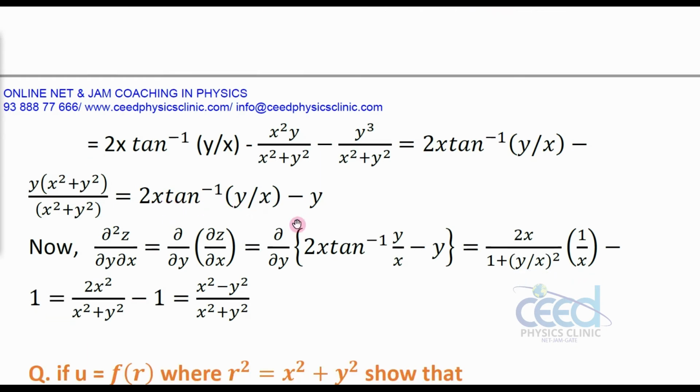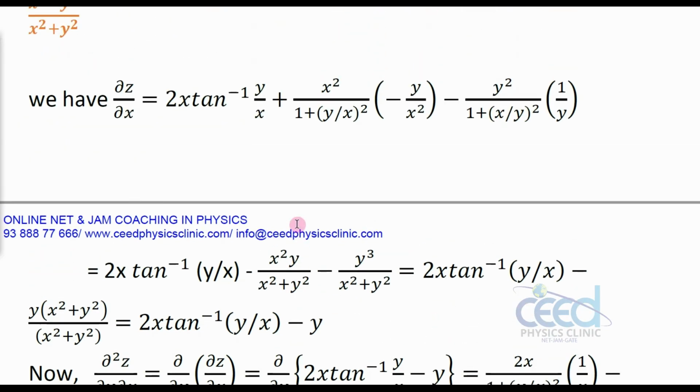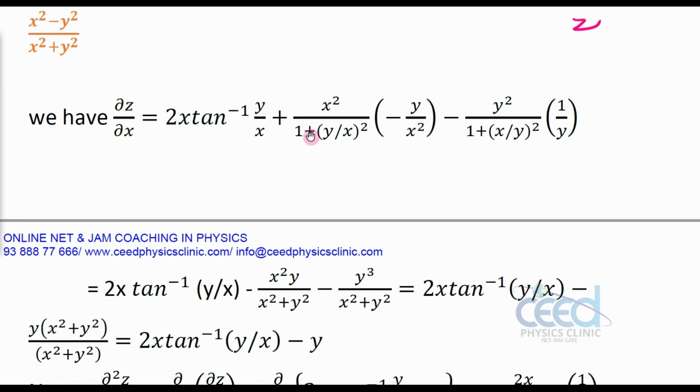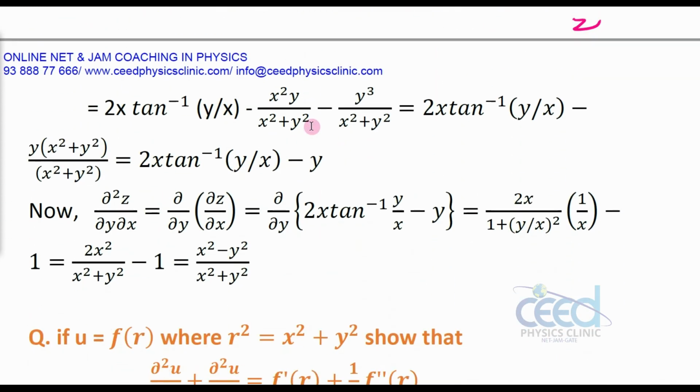Now the question is, we want to find ∂²z/∂y∂x. So we got ∂z/∂x, right? So this is z, right? The question is asking about ∂²z/∂y∂x. Now we have ∂z/∂x. Now with respect to y we can differentiate this final result. So I can do this with respect to y.